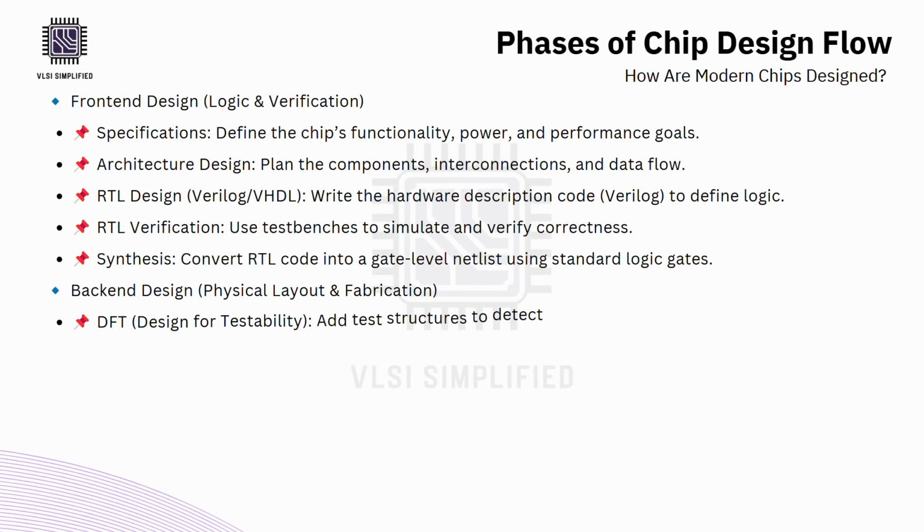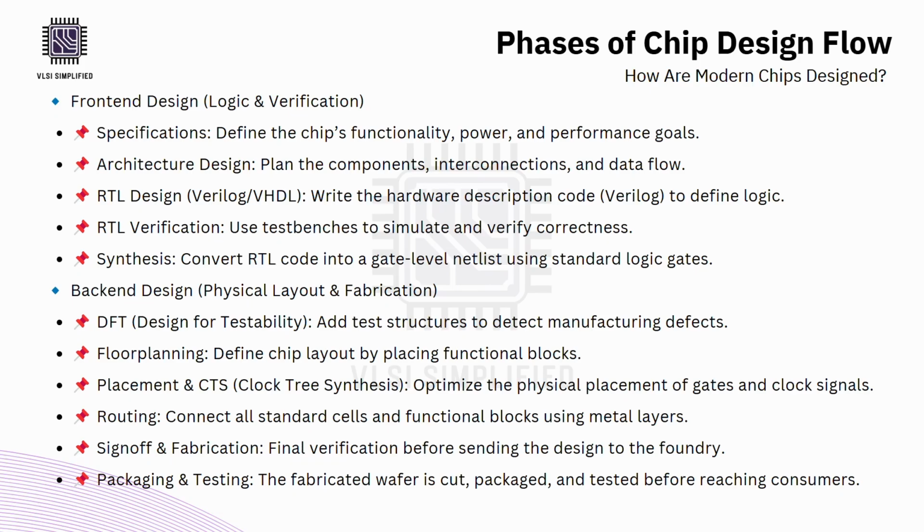Now that we know why we need a proper design flow before manufacturing, let's take a look at the phases of chip design, which are broadly divided into two main parts: front end and back end design. Front end design is all about defining the functionality of the chip. We start with specifications, where we define what the chip should do, its performance goals, power limits, and features. Then comes architecture design, where we plan how the chip will function, what modules it should have, how they interact, and how data flows between them.